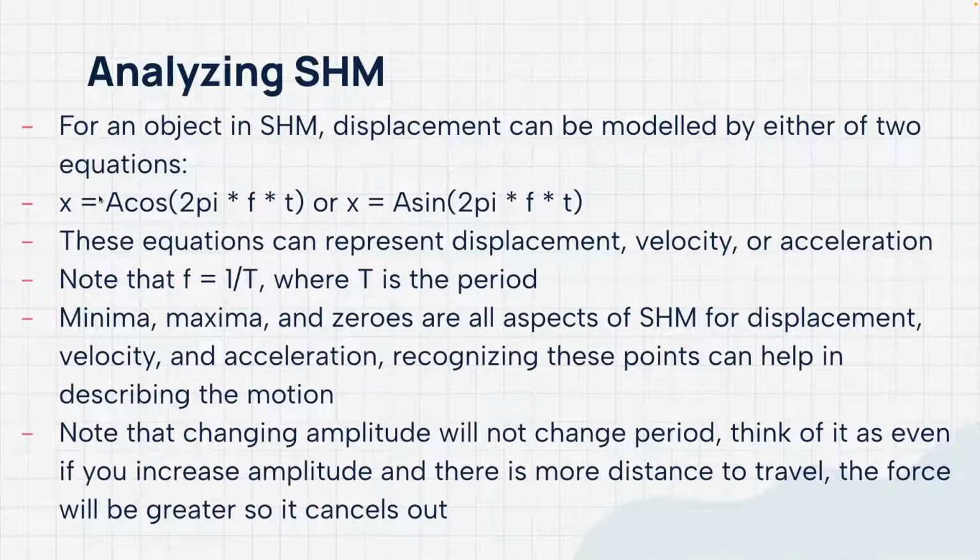And a cool thing is these equations can represent displacement, velocity, and acceleration. Also note that frequency is just 1 over period, where period is just T. So you can replace frequency with 1 over T in any of these equations. Minima, maxima, and zeros are all aspects of SHM for displacement, velocity, and acceleration. And recognizing these points can help in describing the motion of a system in SHM.